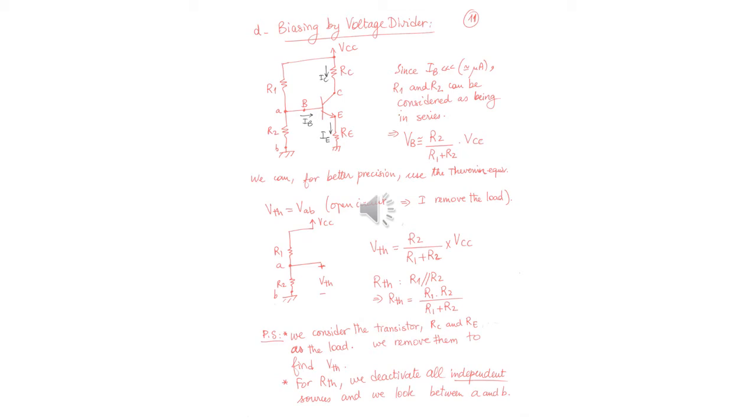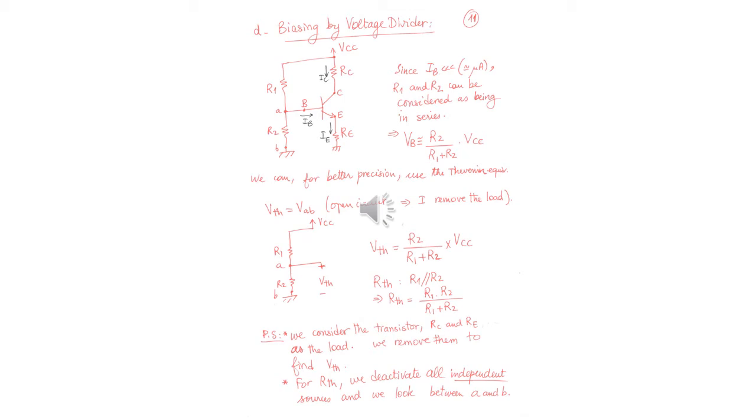In this slide, we are biasing by voltage divider. It's a very important type of biasing. As you can see, you have as if a voltage divider here composed of R1 and R2. So the voltage at VB is taken from VCC according to this voltage divider.